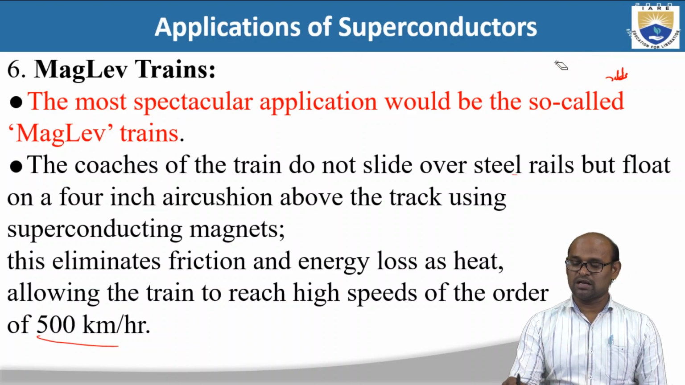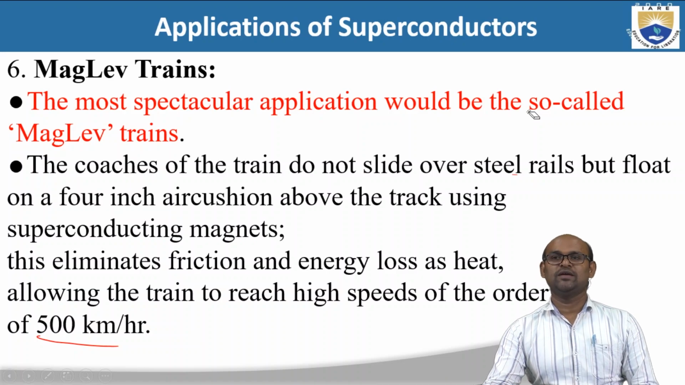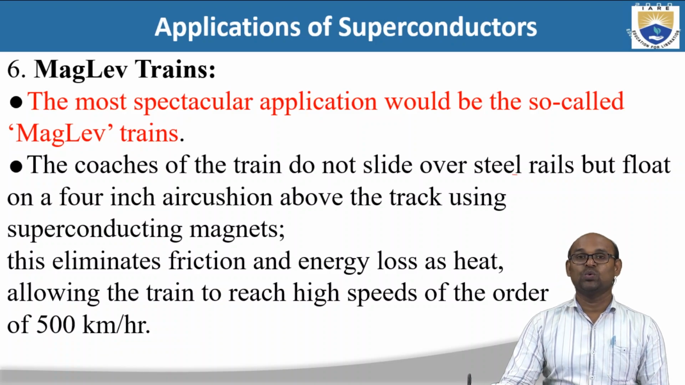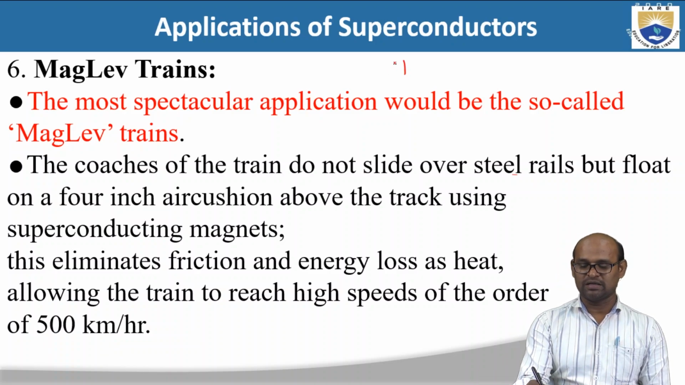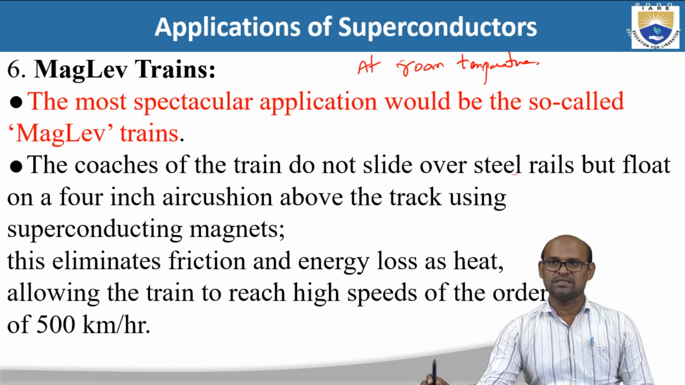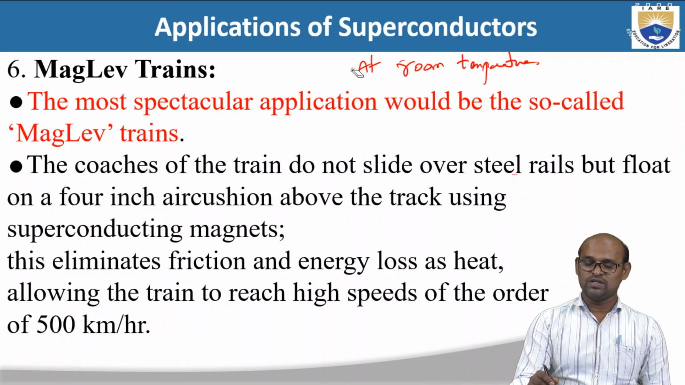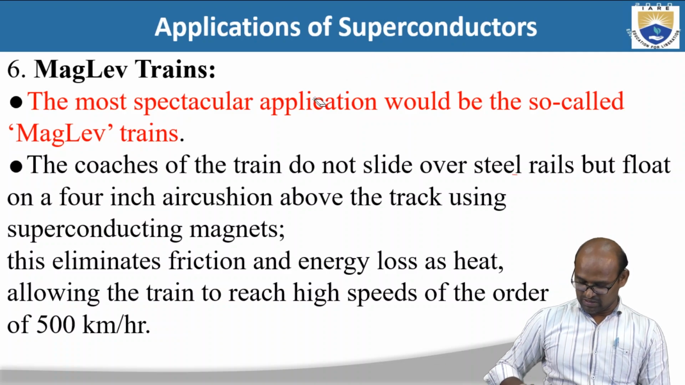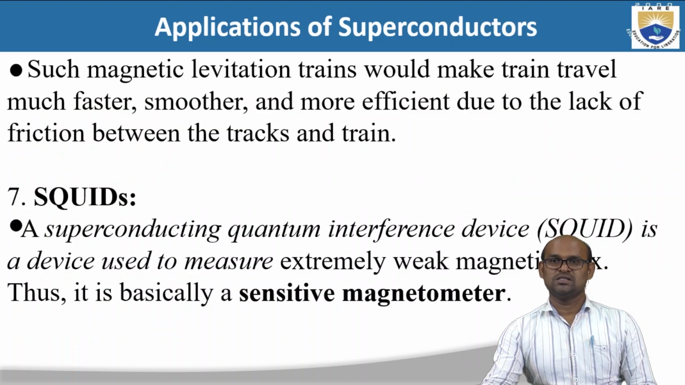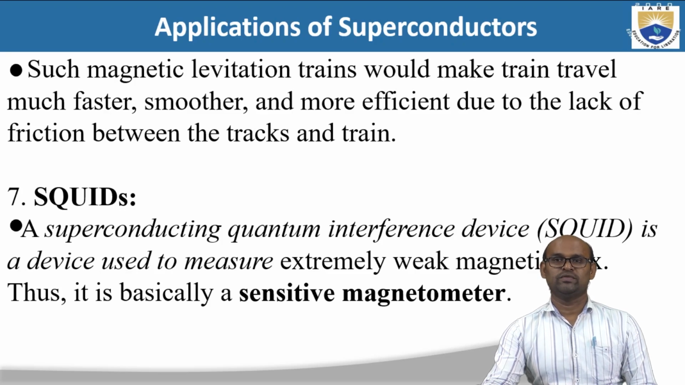So this is one of the spectacular applications of superconducting material, and we can replace all these current trains by these superconducting or maglev trains only if we can manufacture superconducting material that can work at room temperature. If we can manufacture such a material, then we can use it in making the tracks, and then we can have maglev trains which travel at a speed of 500 kilometers per hour. Such magnetic levitation trains would make train travel much faster, smoother, and more efficient due to the lack of friction between the tracks and train.